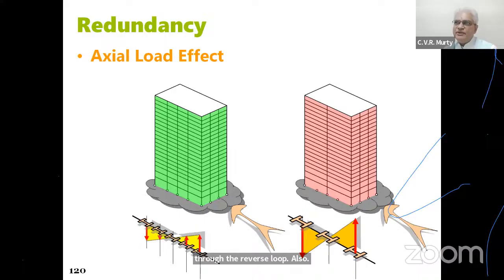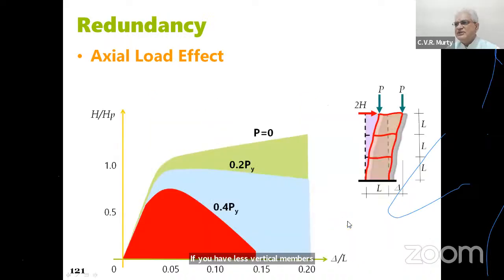One of the important points that is coming in steel structures is the level of axial load in the columns. If you have fewer vertical members, the axial load will be very large. And as a consequence, you will notice that if the axial load is small, you will get a much better load deformation curve than when the axial load is large.